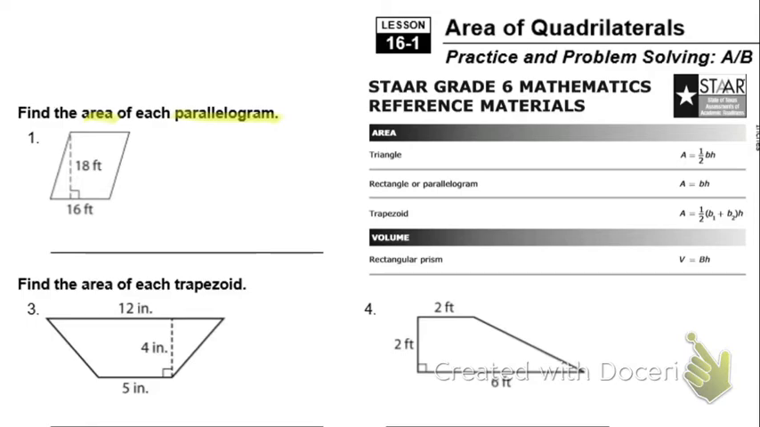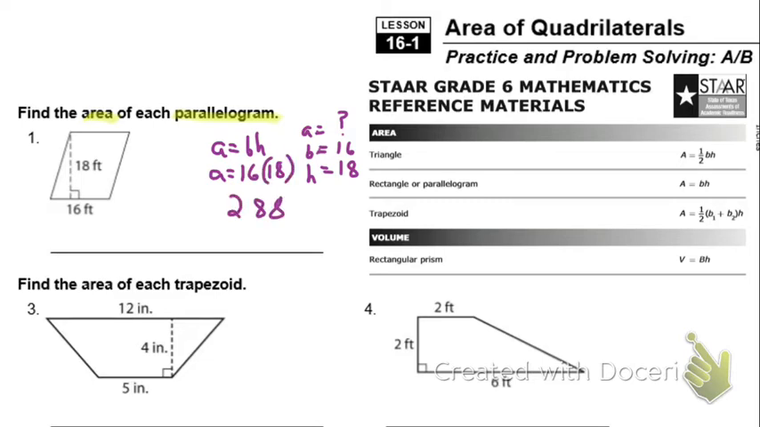So the first one, ladies and gentlemen, here we have a parallelogram. So we know that the formula is area equals base times height. Area equals, base equals, height is equal to. Here, ladies and gentlemen, we don't know what the area is. However, we do know what the base is, which is 16. We also do know the height, which is 18. So now, to determine the area, we substitute those values into the formula. Area is equal to 16 times 18. The area is equal to 288 feet squared. That's what we're working with here.